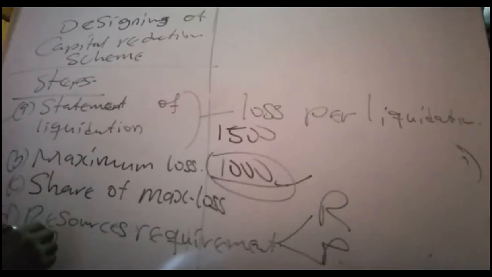Then you go to step 5. Step 5 basically talks about the proposed scheme. That's the scheme itself. You put from step 1 up to step 4 in writing. Step 5 is the proposed scheme. Then you go to step 6, the last one.